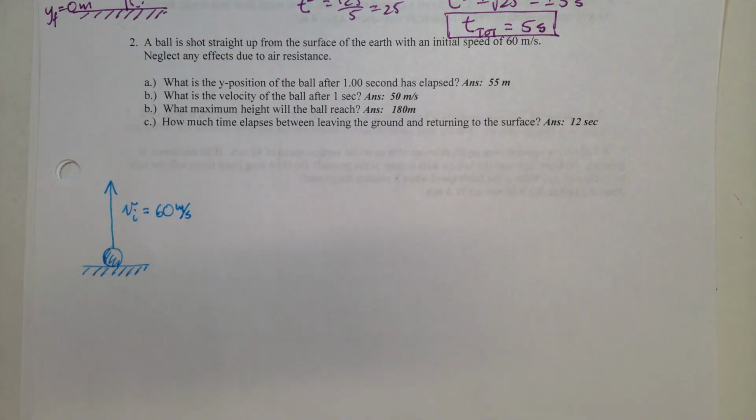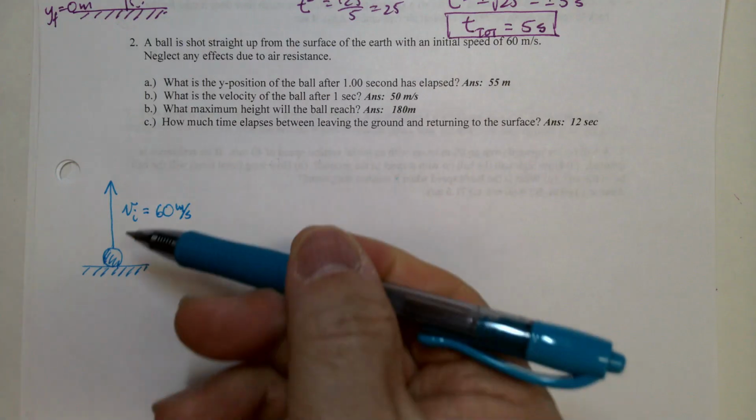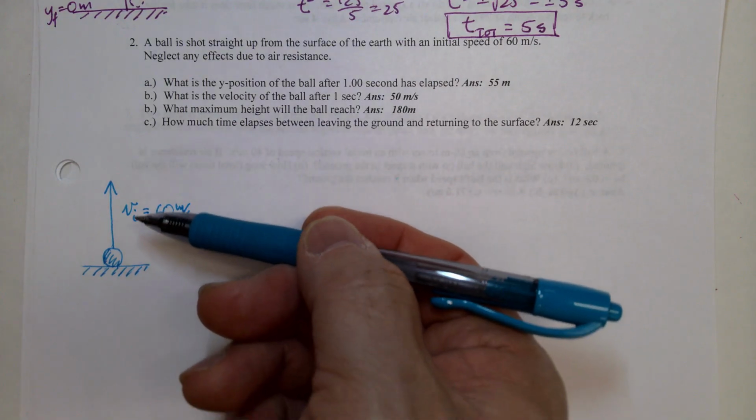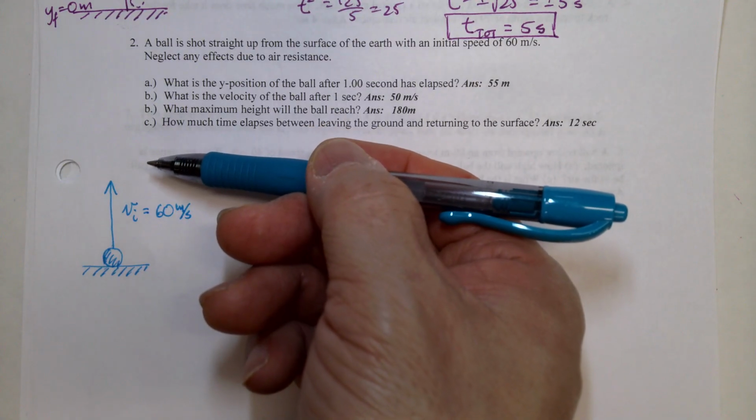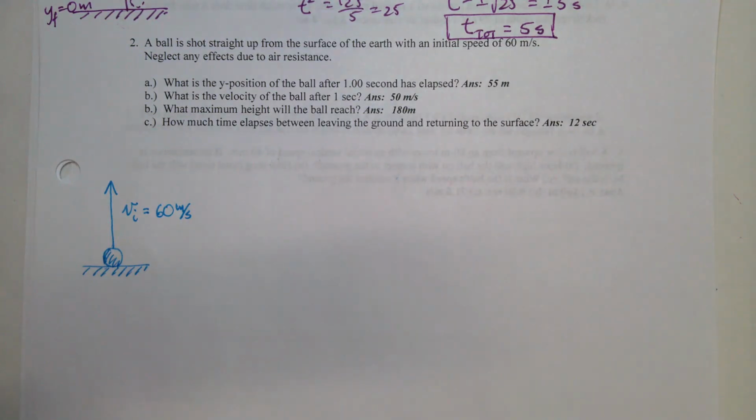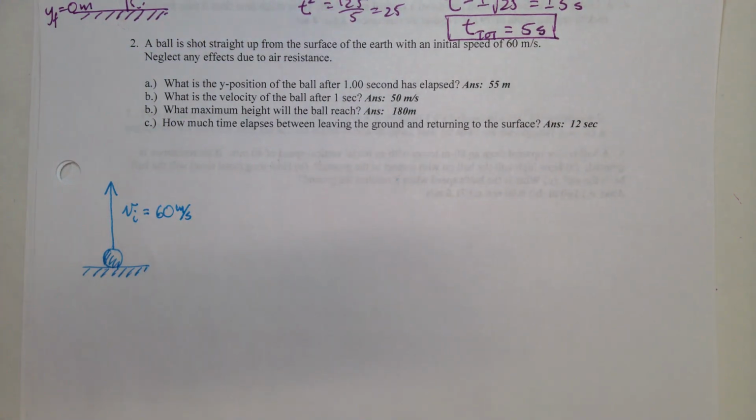Just by knowing that, you should be able to figure out how long it's going to take to go up to the maximum height. Because every second it should slow down by how much? 10 meters per second every second, because acceleration due to gravity is pulling it downwards. So if you start at 60, 1 second later you should be moving at 50 meters per second. 2 seconds later, 40 meters per second. 3 seconds later, 30 meters per second, and so on. So how long will it take to reach the maximum height? 6 seconds. So you should be able to think that out straight away.